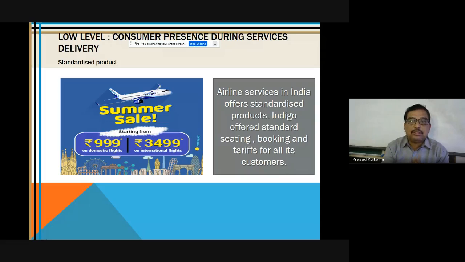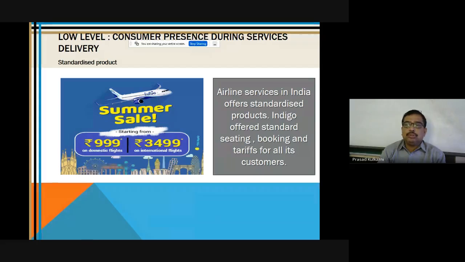Look at the image here, the summer sale starting from rupees 999 on domestic flights or rupees 3499 on international flights. Unlike the flexible tariffs offered by international players, most of the Indian airline services stuck to the standardized products. Here, the IndiGo services are standardized even in seating. They do not have a classification like economy class or business class.